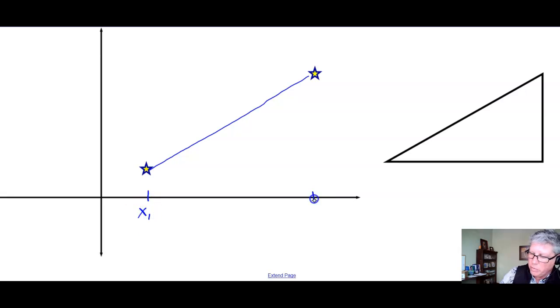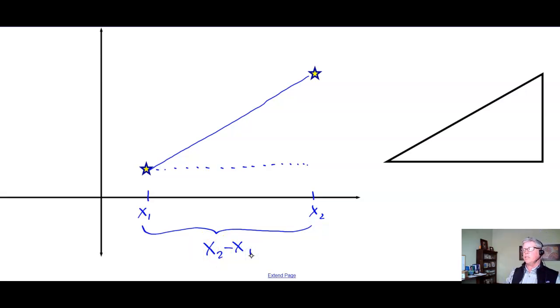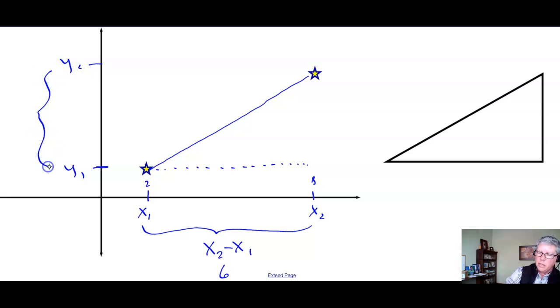If this is x1 and this is x2, then that's a distance that we can figure out. If we know the coordinates of that point and the coordinates of that point, we can figure that out. And that is going to be x2 minus x1, the difference between those x values. Remember, if this was 2 and this is 8, 8 minus 2 is 6, so we'd say the difference is 6 right there. Okay, and then the y values, y1 and y2, the difference or the distance here is going to be y2 minus y1.